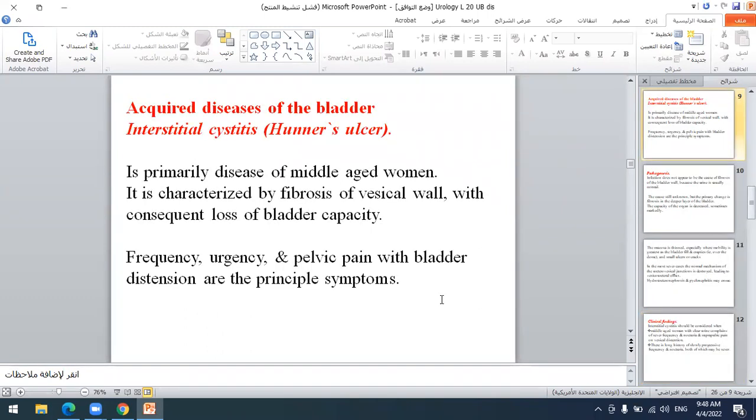Acquired disorders of the bladder. Interstitial cystitis, or Hunner's ulcer. Interstitial cystitis is a primary disease of middle-aged women, especially in women, but it may occur in men. It is characterized by fibrosis of the vesical wall with consequent loss of bladder capacity. The patient comes with frequency, urgency, and pelvic pain with bladder distension as the principal symptoms.